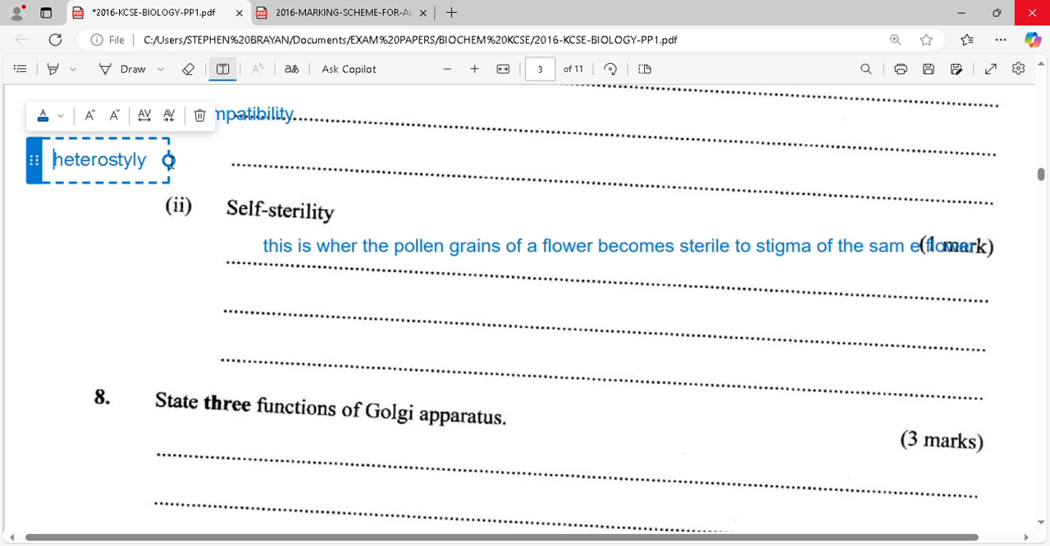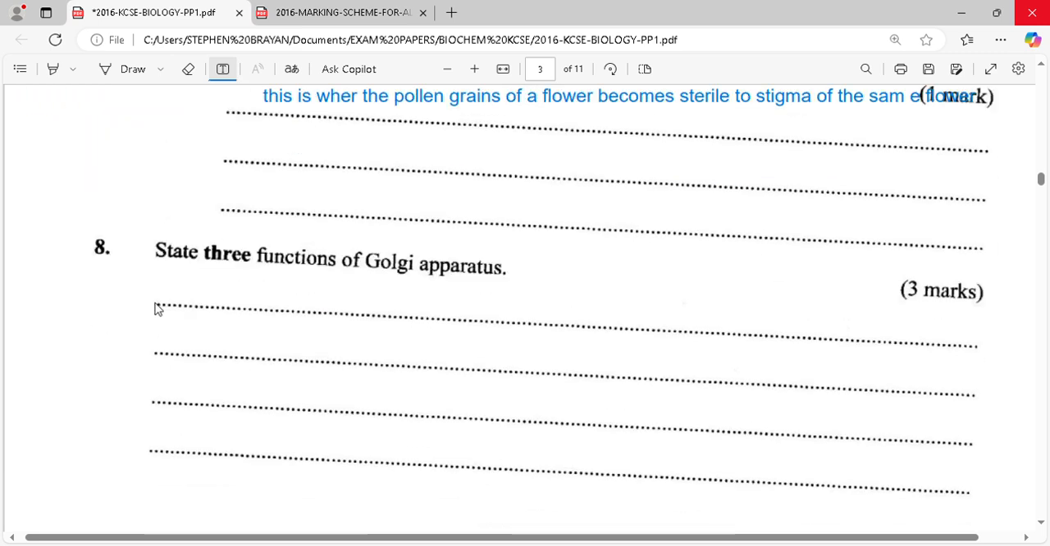And then we have the other factor, which is called heterostily. Heterostily is where there is a different arrangement of the style. That means you may find that the stigma is longer, but the anthers are shorter. So when the anthers produce the pollen grains, they cannot land on the stigma. That is what is called heterostily.